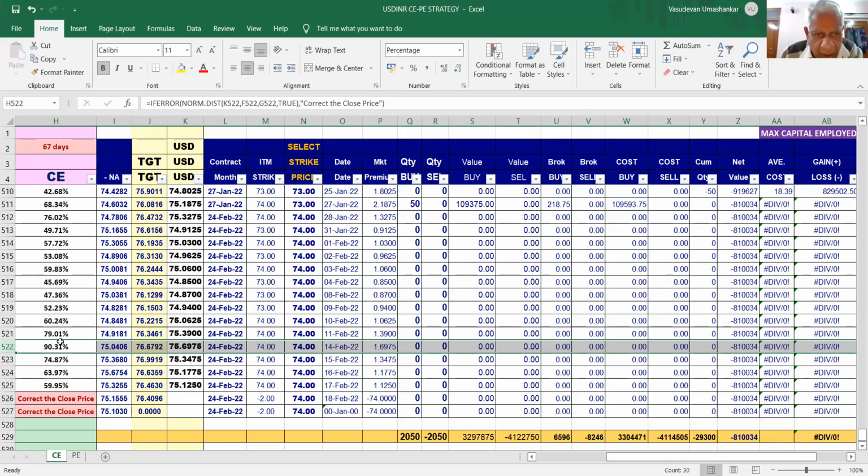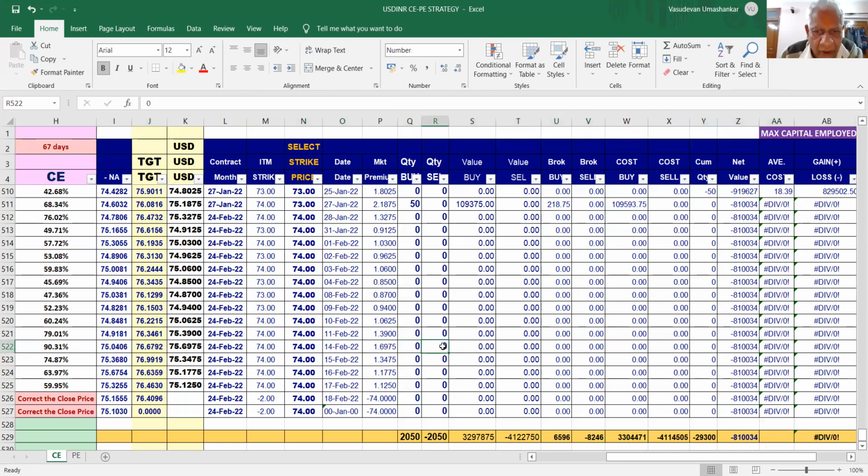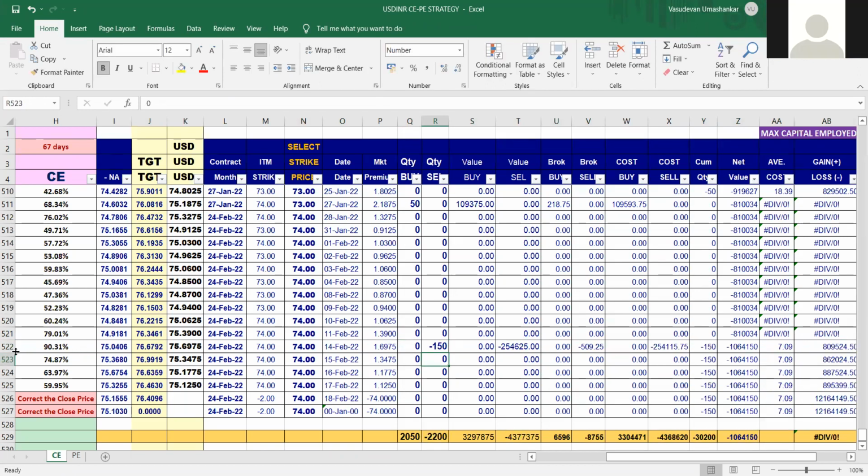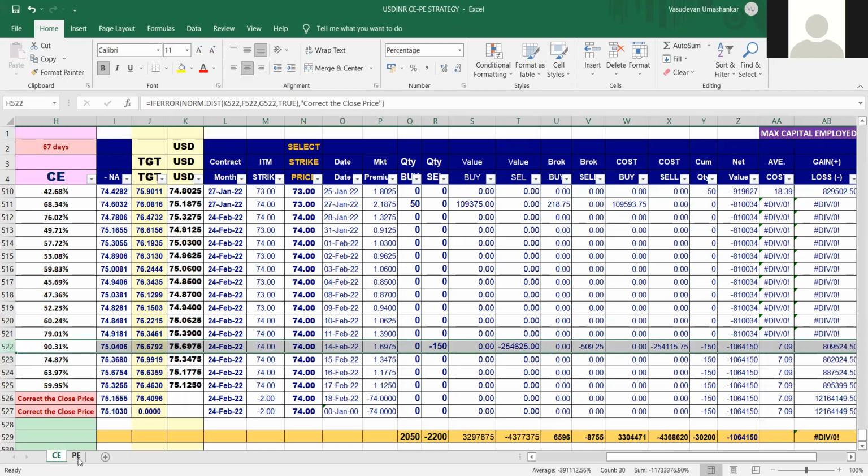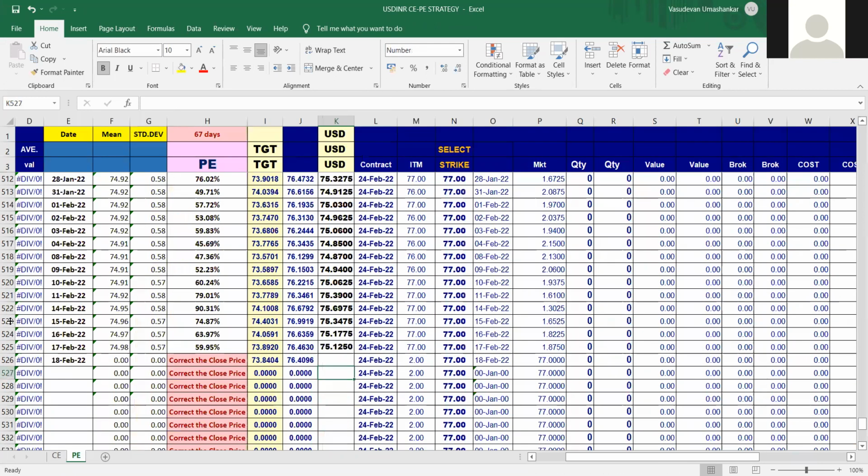So now 90% आ गया. ठीक है सर. Now again I am selling it 150 call. Let us see ना. What is that? बेच दिया? हाँ. So 522 I go to put 50.